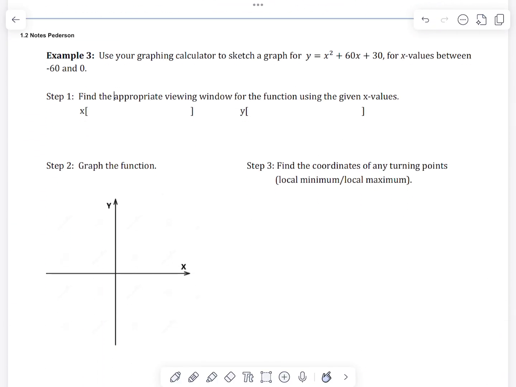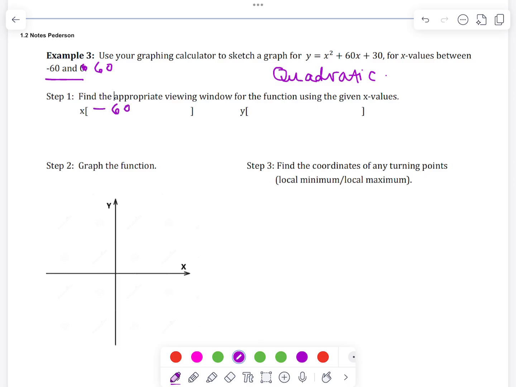Example 3, use your graphing calculator to graph this function. This is what we call a quadratic function. For the x values between -60 and 60. That should say 60. So we want to find the appropriate window for y. So we want to find these y values to make it appropriate.